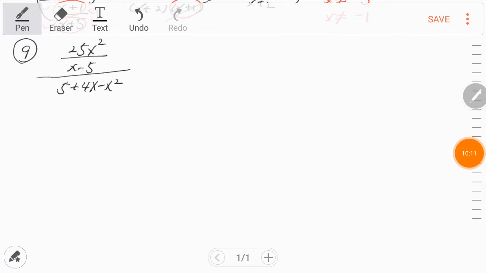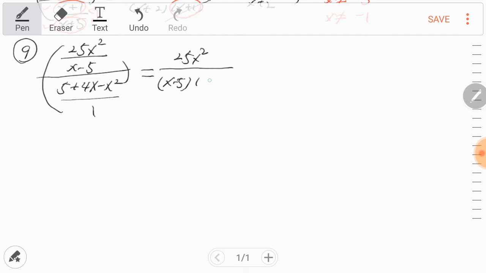Okay, this is exercise number 9. Okay, so let's simplify this. The denominator is actually over 1, so we can apply B. So 25x squared times 1 over x minus 5 times 5 plus 4x minus x squared.